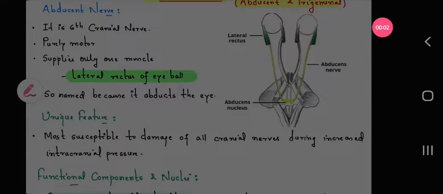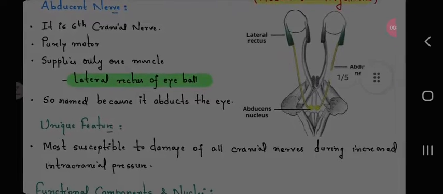Hey friends, we are going to revise abducens and trigeminal nerve, that are the cranial nerve 5 and cranial nerve 6. Okay, so let's get started.